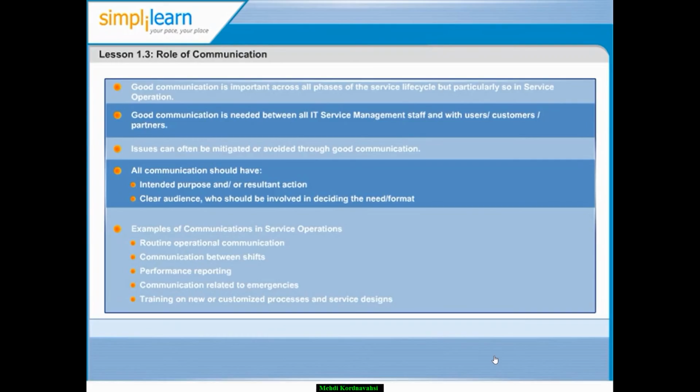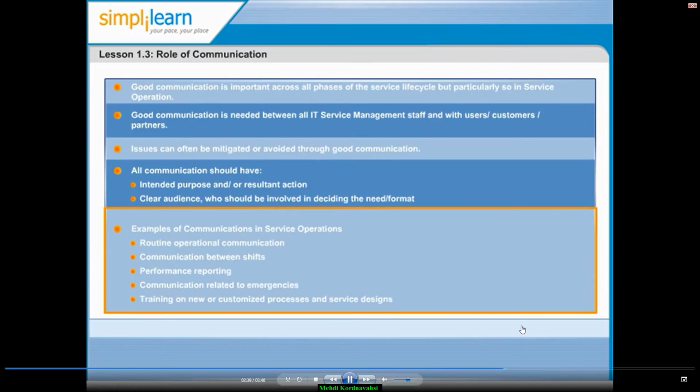An important principle is that all communication must have an intended purpose or a resultant action. Information should not be communicated unless there is a clear audience. In addition, that audience should have been actively involved in determining the need for that communication.